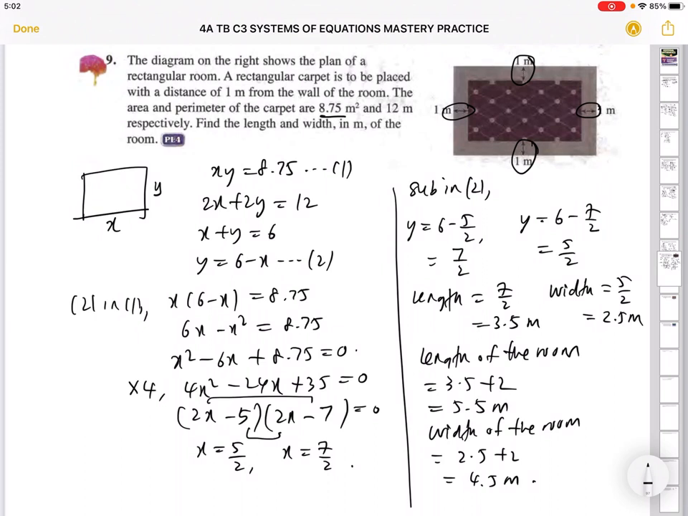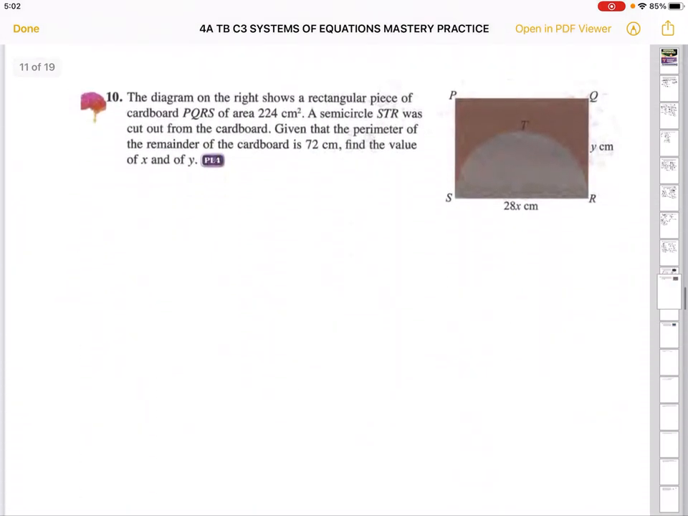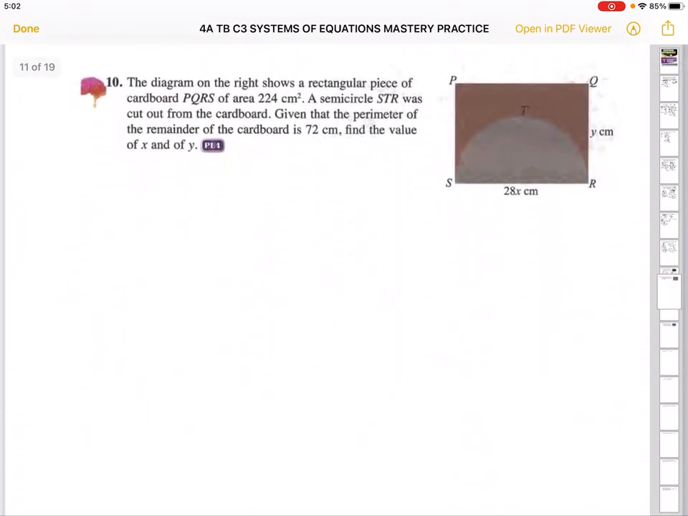All right. Okay, let's move on to question number 10. Okay, the diagram shows a rectangular piece of cardboard PQRS, area 224. Semicircle STR was cut out from the cardboard. The perimeter of the remainder of the cardboard is 72. Find the value of x and y. Okay, number one, they should say use pi equals 22 over 7. Normally if you see this is in multiples of 7, it has to be 22 over 7, right?